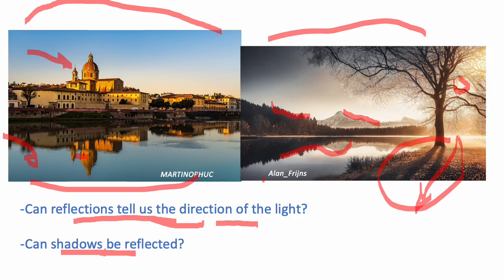Now, can shadows be reflected? That's my second question here. And in a sense, yes. We have shadows falling on these buildings, and if you look at the reflections, it's just reflecting the dark areas of the shadows. So less light reaches this area.